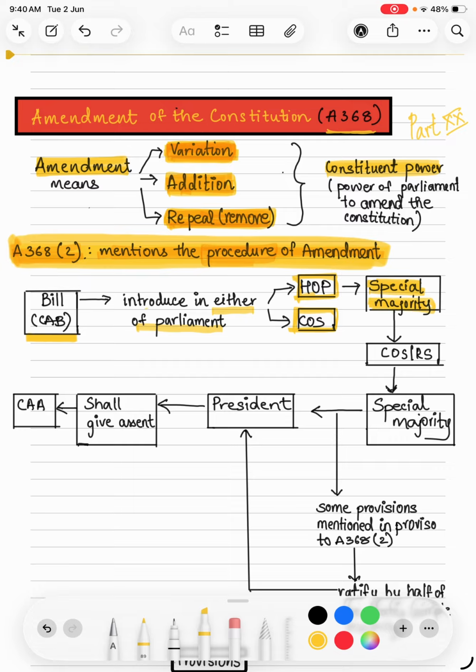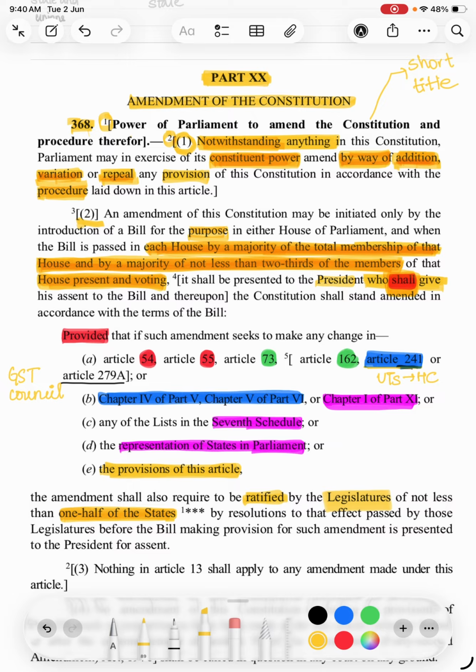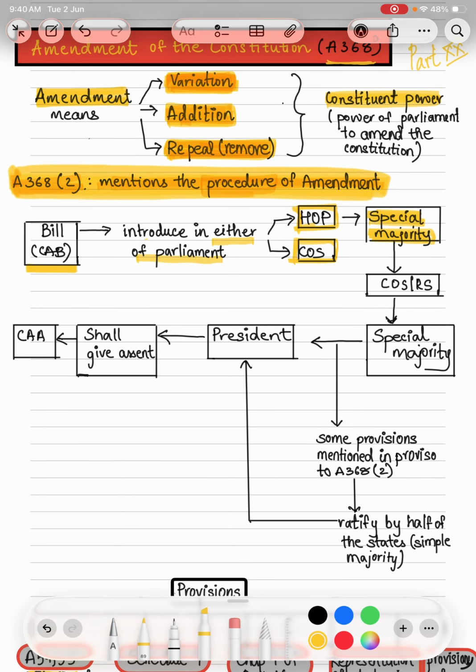See, this word special majority is not mentioned in the constitution. Special majority, simple majority, effective majority, all the majorities that we have, we don't mention that in the constitution. The constitution mentions a majority of the total membership of that house, and a majority of not less than 2/3 of members present and voting. The constitution does not mention special majority. If one house passes the bill by a special majority, then it goes to the second house, and the second house should also pass it by the special majority.